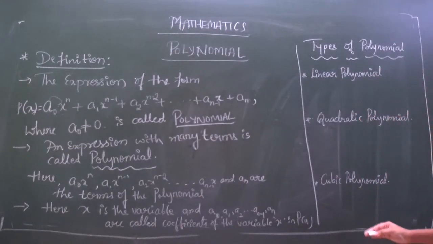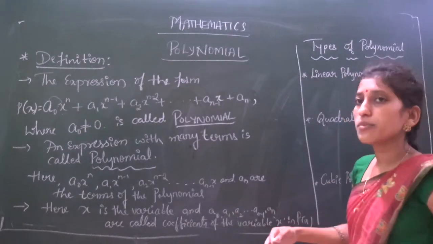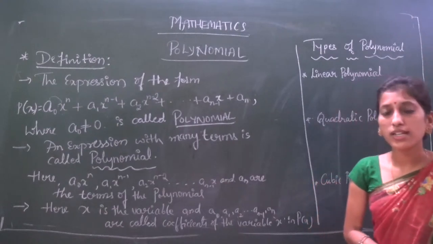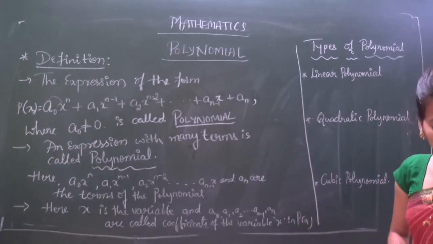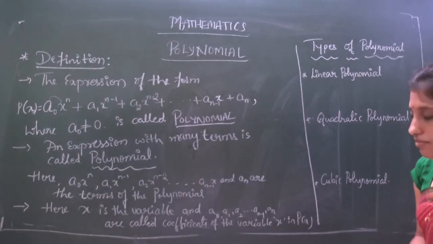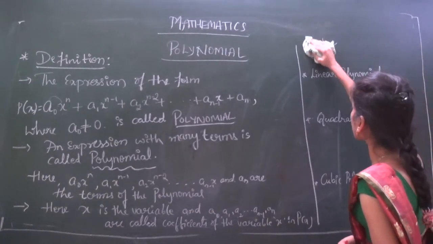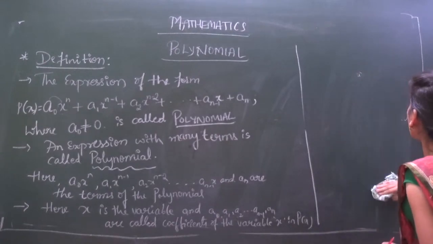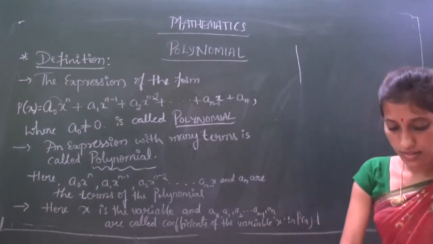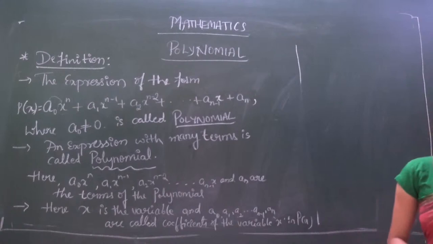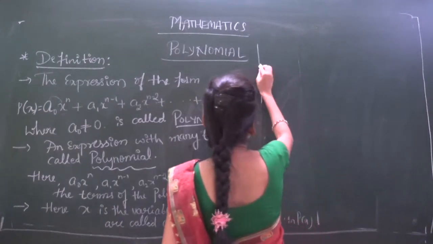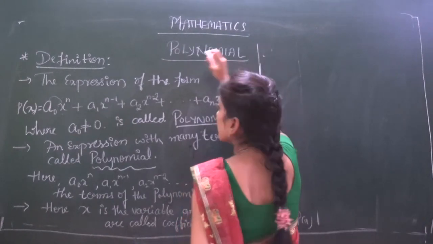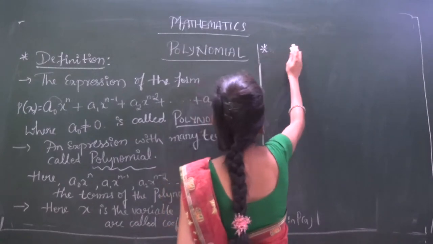Okay, before defining these individual types of polynomial, I'll first mention an important thing: the degree of the polynomial. So what is the degree of a polynomial actually? First we'll discuss the degree of the polynomial, and after that we'll move to the types of polynomial. The highest power of the variable x in P of x. So the first definition we have seen, and the next point is the degree of the polynomial.